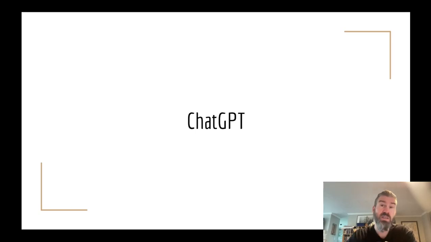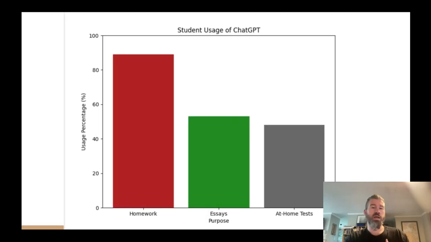So I've seen an increase in students using it, and I've changed this quarter because I've seen that increase. Now, just ChatGPT in general, according to a survey, about 90% of students are using some form of AI. This one was specifically ChatGPT. So 90% on homework, about 50% on essays, and some on at-home tests. So I'll assume that quizzes, discussion boards also fall into that category.